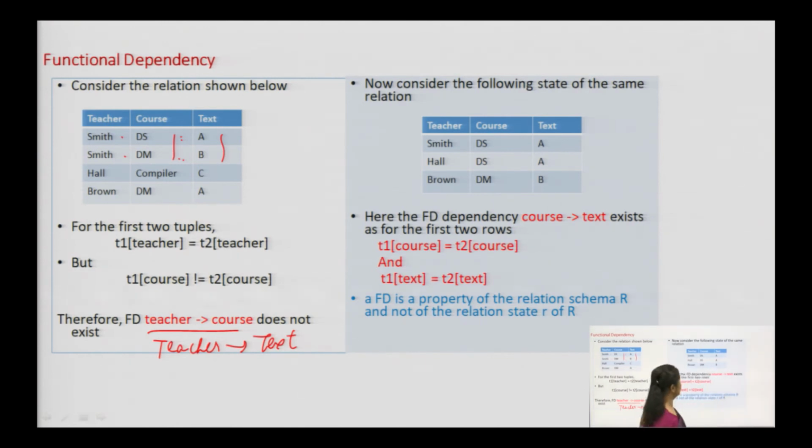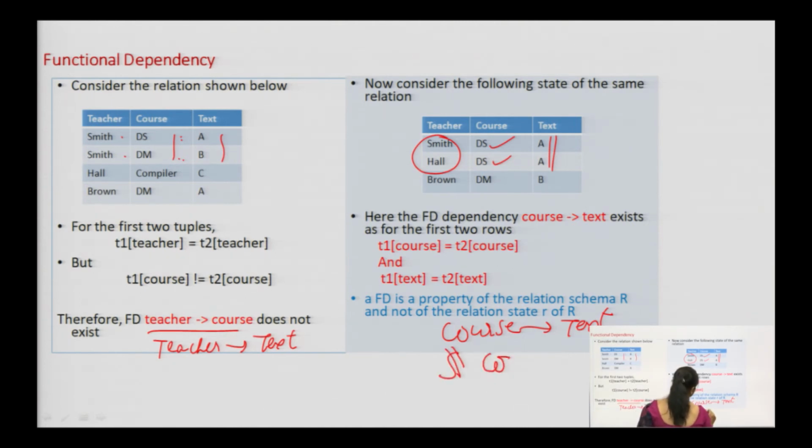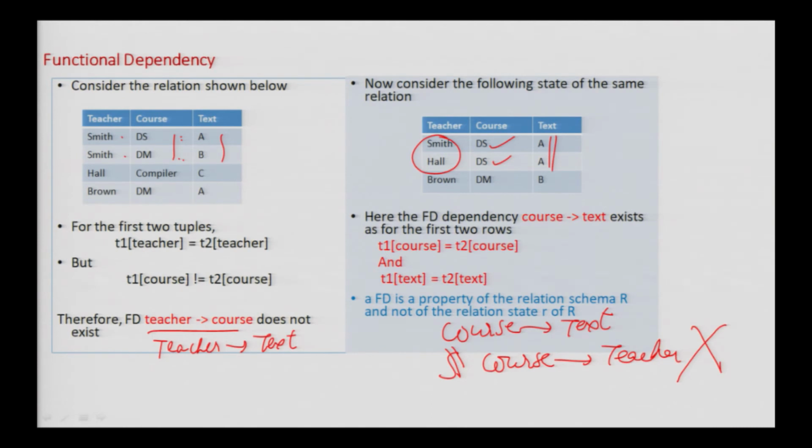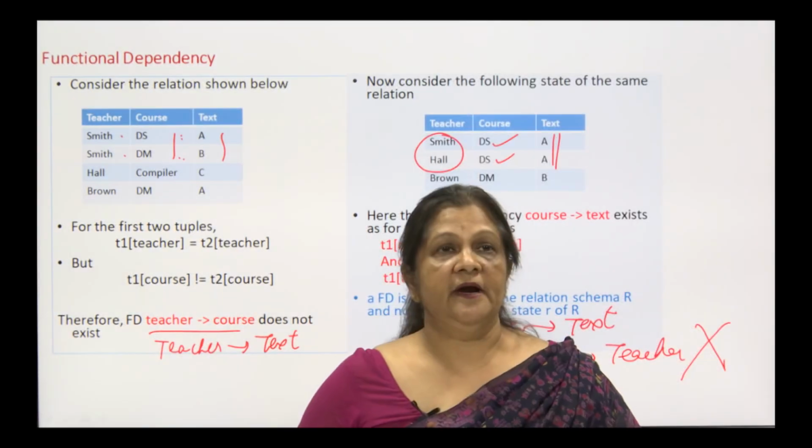But now, let us look at this case. We have DS as course, DS as course, and over here A in both the tuples. So, the functional dependency course to text exists, but the functional dependency course to teacher does not. Why? Because now the name of the teacher is different in the different tuples. So, the functional dependency course to teacher does not exist. So, this is what a functional dependency is.